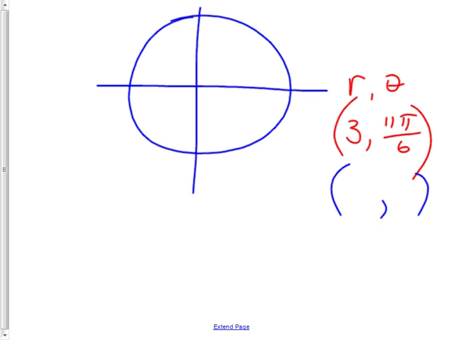So this could be done with a positive angle. It's right there, which would have been 11 pi over 6. But the negative angle that would do the same thing would be negative pi over 6. Raise your hand if you had that one right. Okay, good.